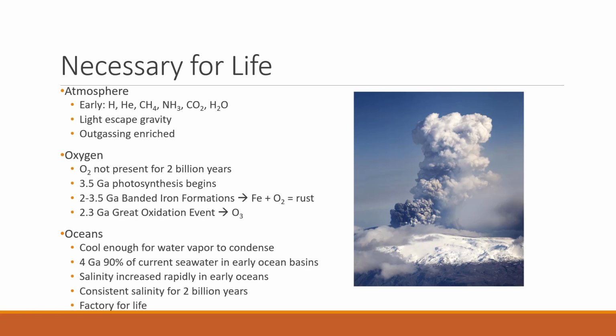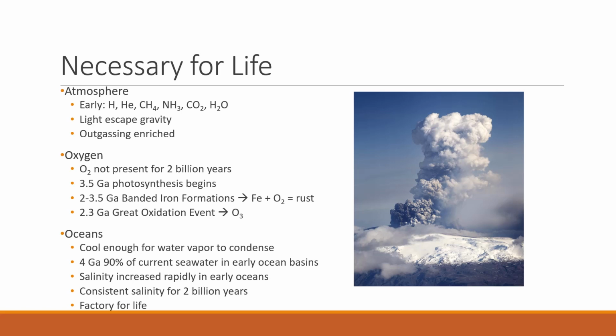Around 2.3 billion years ago, we have what we call the Great Oxidation Event, and this is when we had this massive influx of oxygen, and we actually saw the development of ozone, O3, at this time. And ozone is very important for our planet to be habitable.